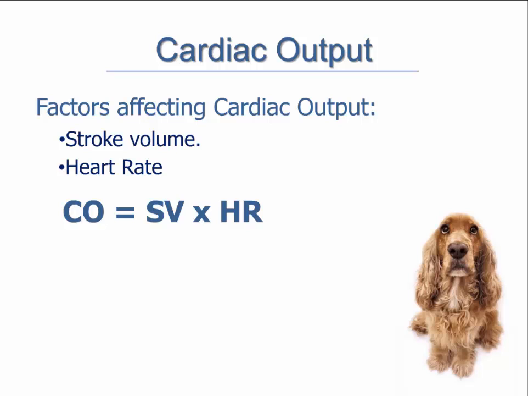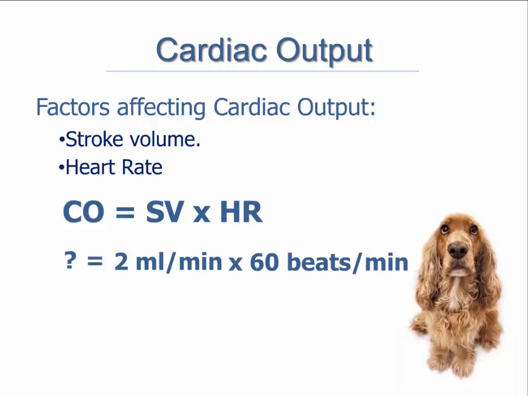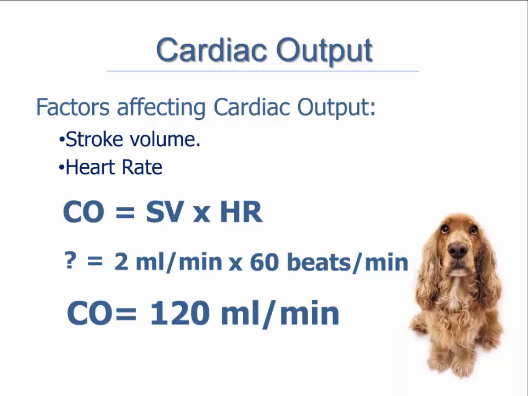So how do we calculate this? If we need to know cardiac output and the amount ejected from the heart every minute, you're going to multiply that times your heart rate, which in this example is 60 beats per minute. If you multiply 2 mLs per minute times 60 beats per minute, you're going to come out with 120 mLs per minute. So this is your measurement of cardiac output from this particular patient.